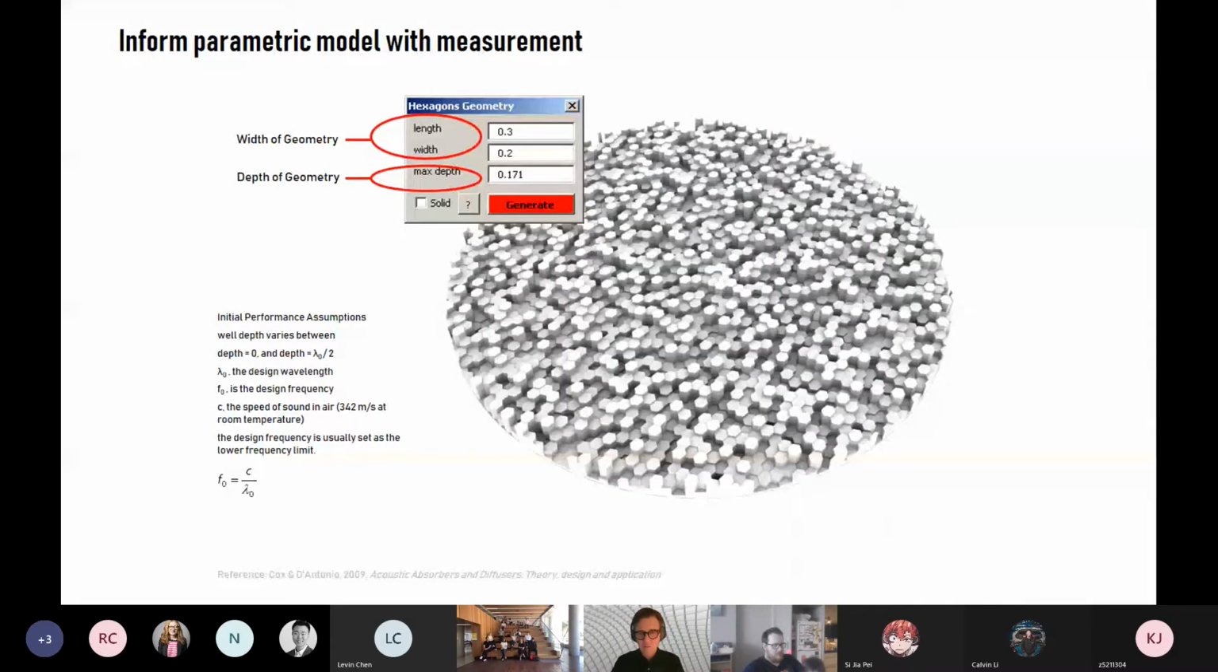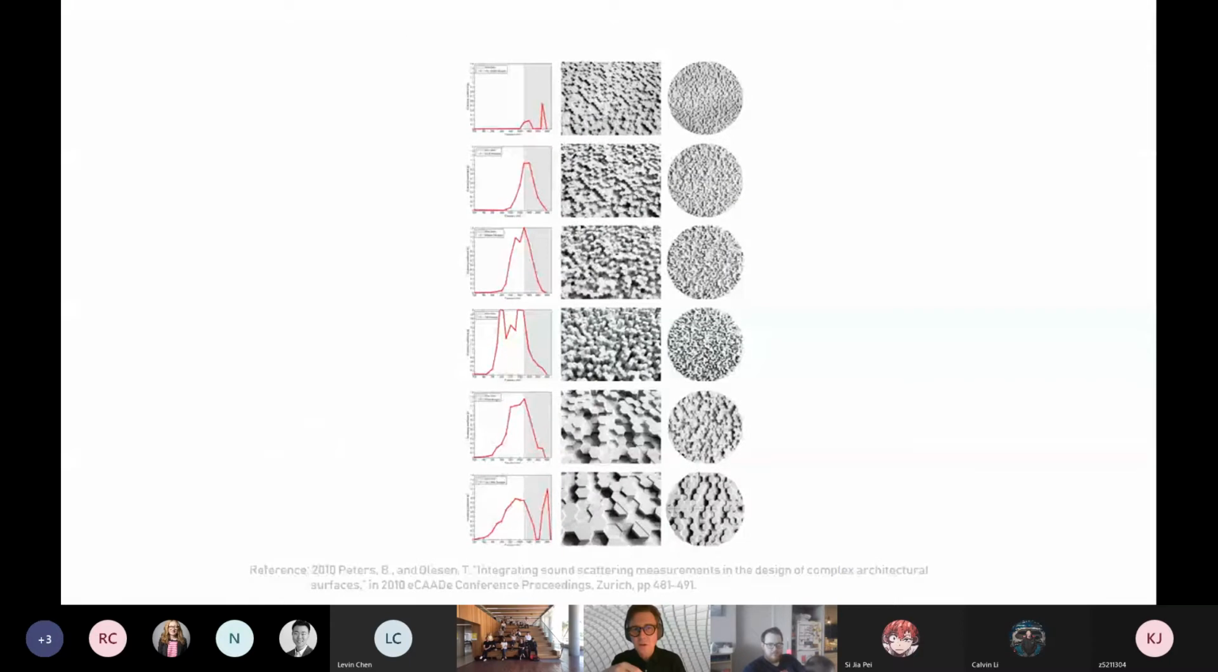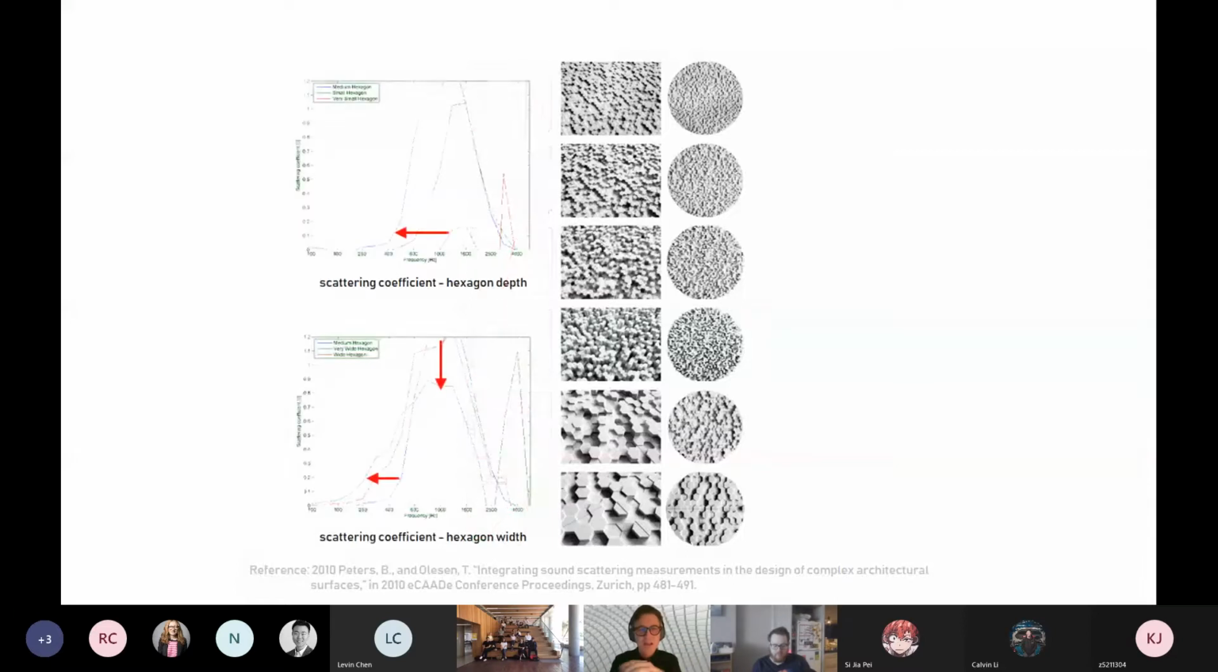And this was part of this other research project, like I said, that I was working on, in which I was basically informing parametric models with physical measurement. So here I did a range of physical models, looking at variations in depth and width of geometry and the impact that those might have on the diffusiveness, the sound scattering properties. What I found, which is not entirely unpredicted, was that as the depth of the diffusing material increases, the frequency at which it diffuses decreases as well.